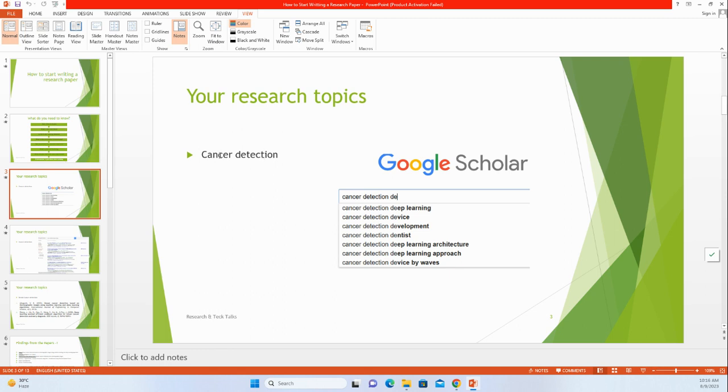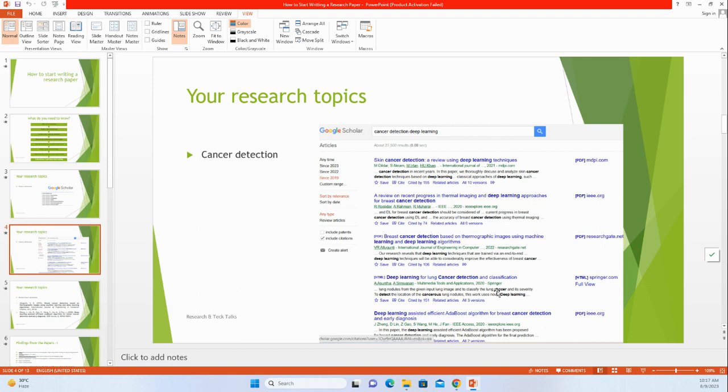If you want something else, that means image processing, signal processing, or network or sensor network, IoT device, or artificial intelligence, anything you want, you can search on Google Scholar. What I have written is cancer detection. Then you see some suggestions will come to the screen, and you can choose any of them in Google Scholar. Since deep learning came up in front of me, I searched with cancer detection deep learning. Once I did this, I got this result.